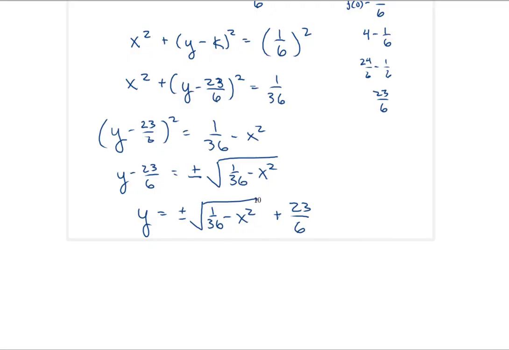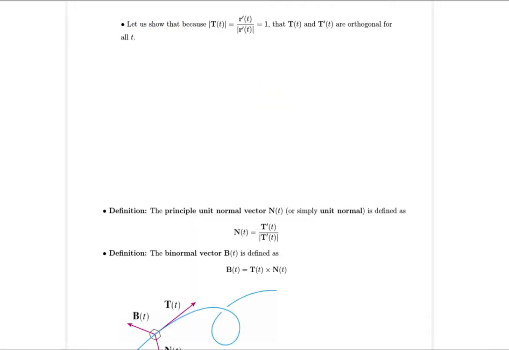All right, so now let's backtrack to page 8 here. So this will be kind of the last topic we take a look at. We're going to introduce this idea of the unit normal vector. Before we do that, though, we need to make an observation.